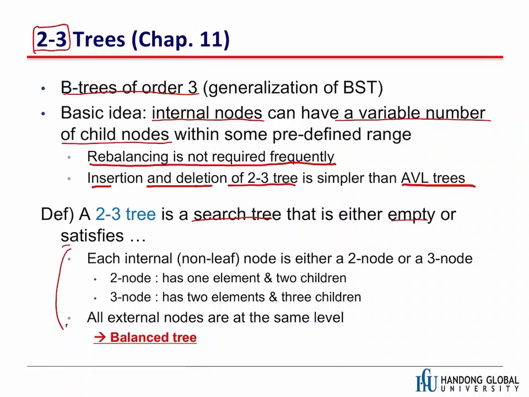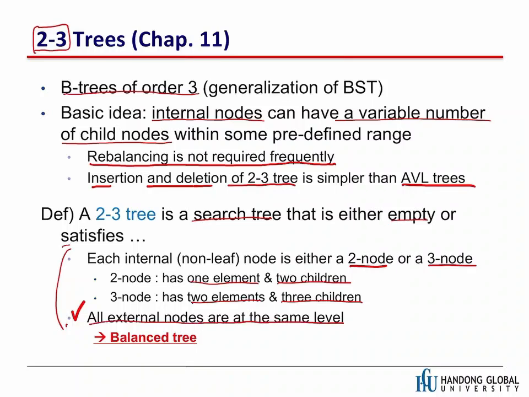Okay, and each internal or non-leaf node is either a 2 node or a 3 node. We'll talk about what a 2 node is and what a 3 node is in the next slide. Basically, a 2 node has 1 element and 2 children, like BST nodes. And we can have 3 nodes. A 3 node has 2 elements and 3 children. So this is a generalization of binary search tree. And this is the beauty of 2-3 trees.